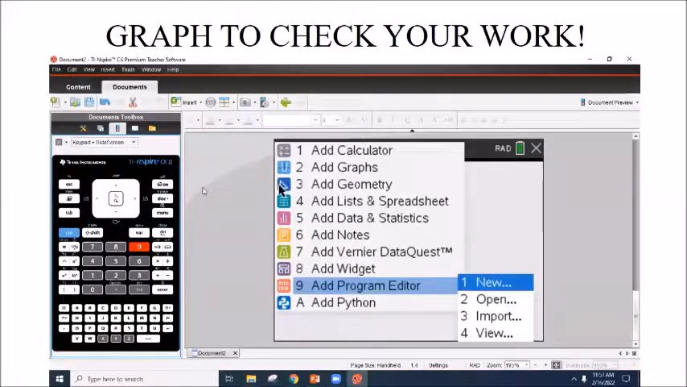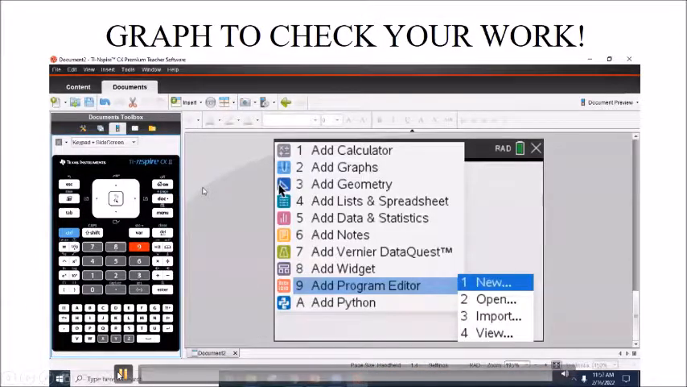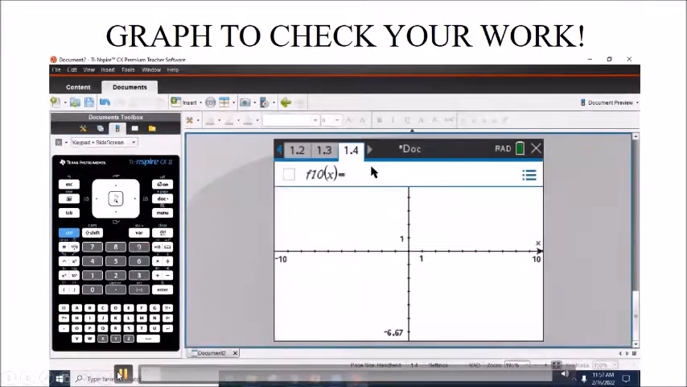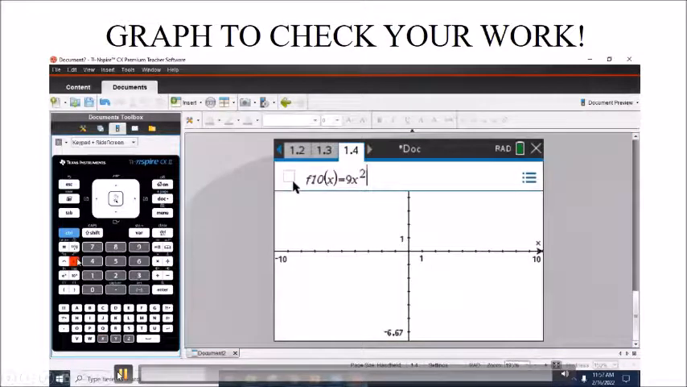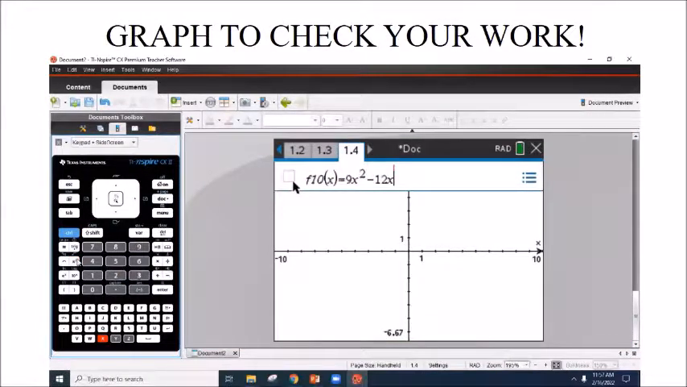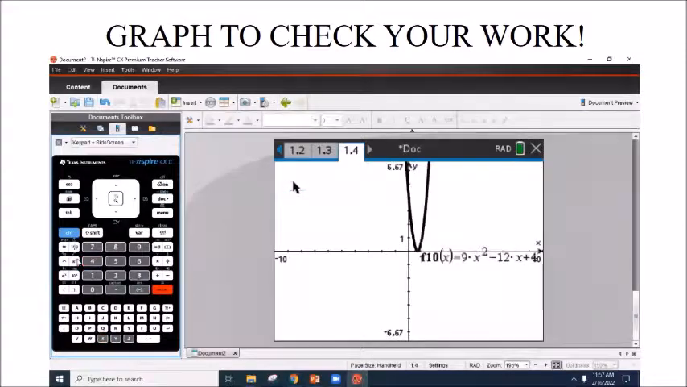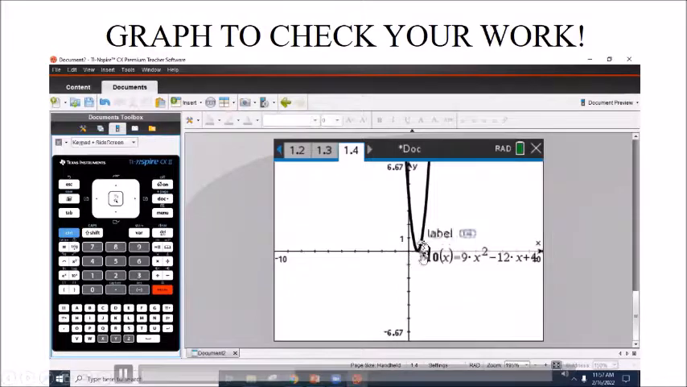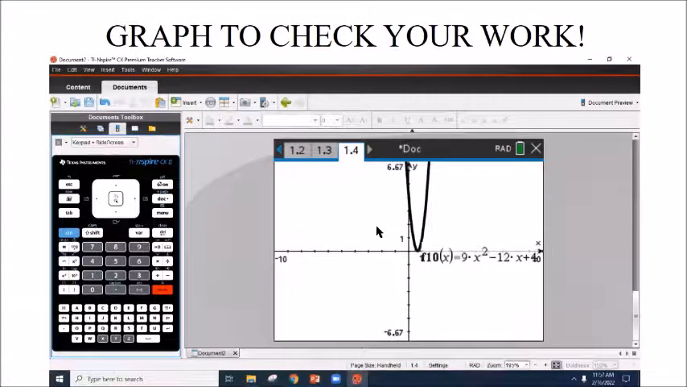You can always graph that in your calculator. So we're going to go back here to our calculator and check our work. When I graph my original problem, I'm looking for the parabola. If you notice, the parabola touches the x-axis in one spot. That's because our factor ended up being the same number. That means it's only going to cross it in that one spot.